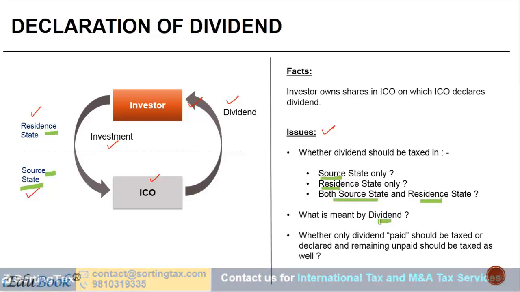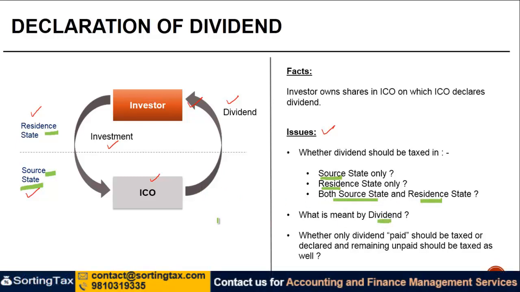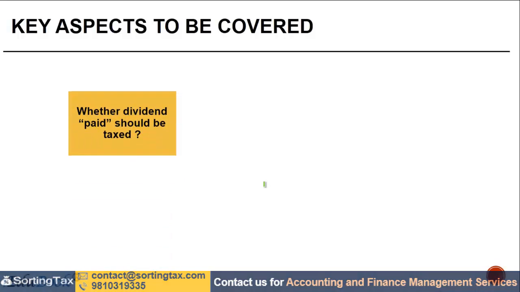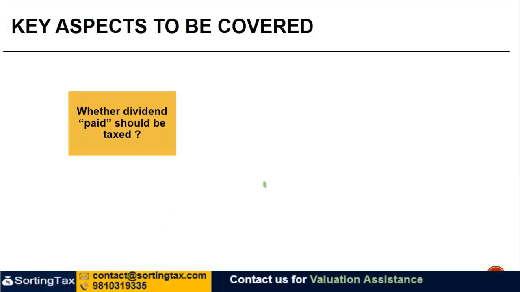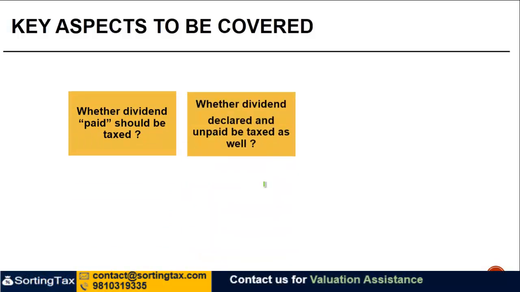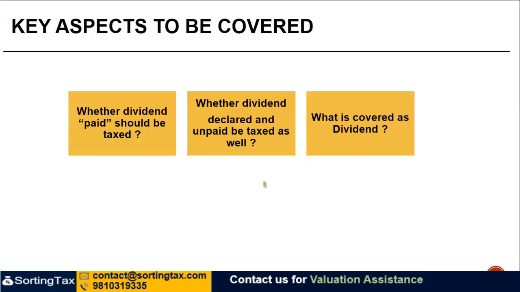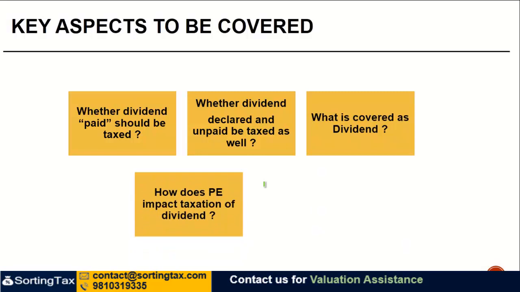What is covered by dividend, right? And which dividend should be taxed? Is it only the dividend paid which should be taxed, or the one which has been declared but remaining unpaid should be taxed as well? So the same question, whether dividend paid should be taxed, whether dividend declared and unpaid should be taxed, what is covered as dividend, how does the PE impact the taxation of dividend?